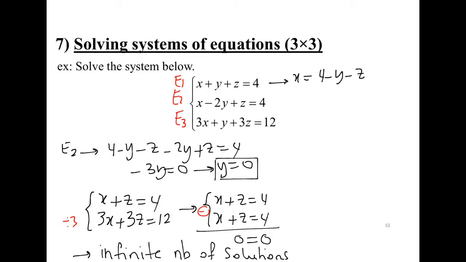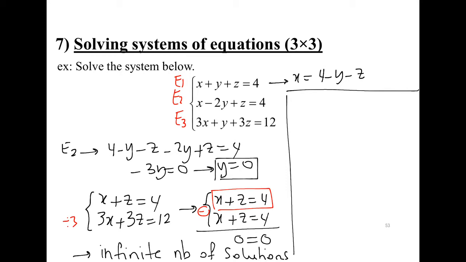But of course, an infinite number of solutions does not really mean that any value of x, y, and z would satisfy the system. So over here, the infinite number of solutions follow a certain pattern that we need to determine. Now, if we go back to the 2 by 2 system that consisted of the same equation, x plus z equals 4.